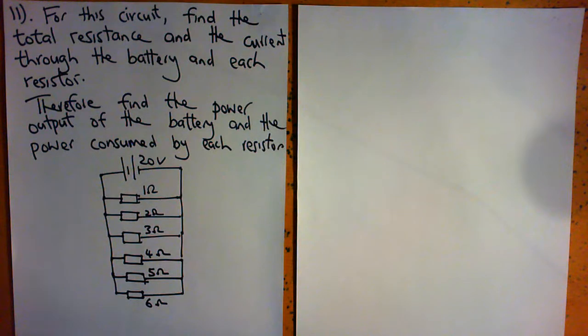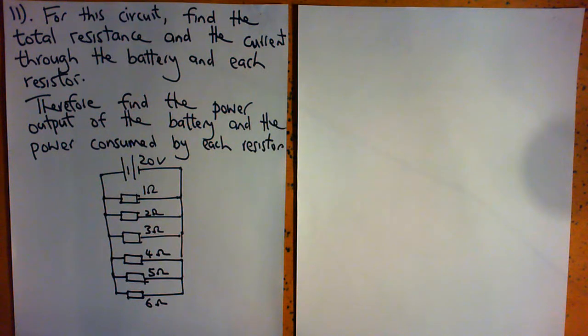Hello viewers, Electric Circuits question 11. For this circuit, find the total resistance and the current through the battery and each resistor. Therefore, find the power output of the battery and the power consumed by each resistor.